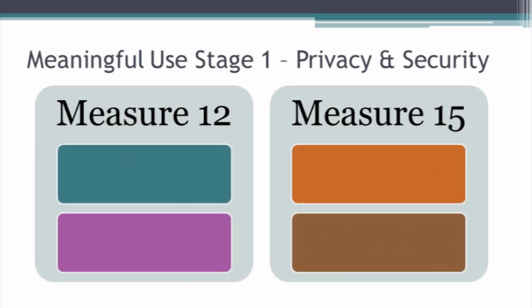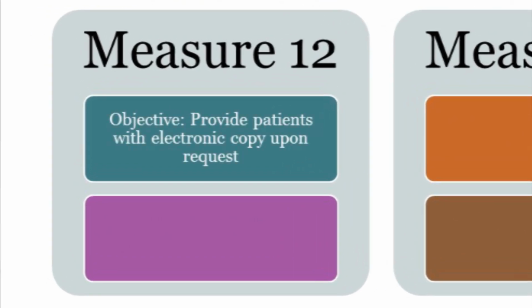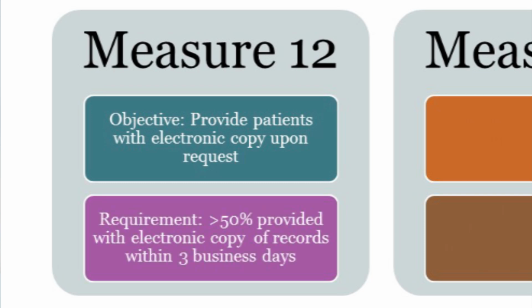So let's take a look at the meaningful use stages on privacy and security. There are really two specific measures related to privacy and security. This is measure 12 and measure 15. Measure 12 really focuses on providing patients with an electronic copy upon request. So what is the requirement for meaningful use? Over 50% of your patients must be provided with an electronic copy of records within 3 business days.